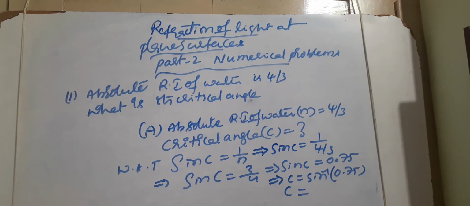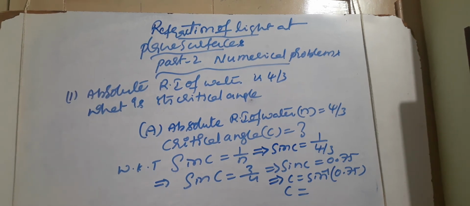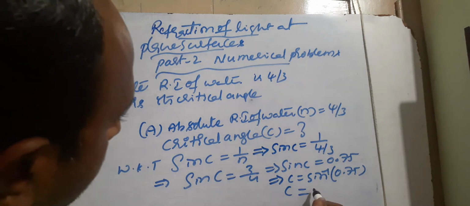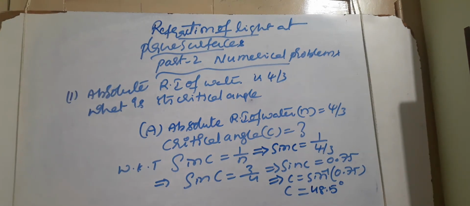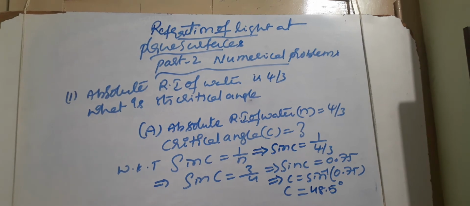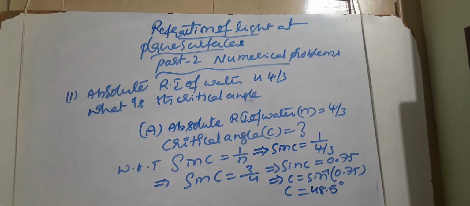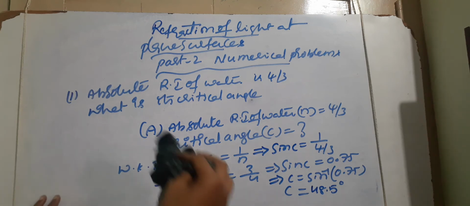You can find this value from logarithm books and logarithm tables. So C is equal to 48.5 degrees, students. This is the solution for the critical angle of water having absolute refractive index of 4 by 3. So that's all. Next one, we go to next one. You can take a screenshot of this to write in your classwork, students. All these are important for 10th class students in the ray optics chapter, and also for the state syllabus and CBSE syllabus.